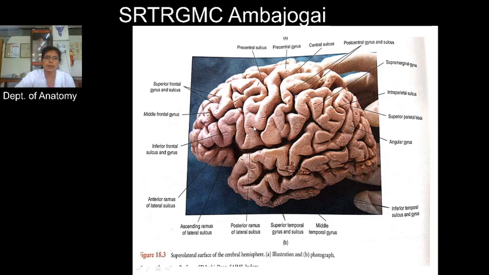So this is the photograph of the superolateral surface of the cerebral cortex, and here you can see the sulci and gyri. First, from the superomedial margin there is the central sulcus. In front of this central sulcus there is the precentral sulcus, and in between is the precentral gyrus. Then anterior to the precentral sulcus, there are two sulci, the superior and inferior frontal sulci, and three gyri, the superior frontal gyrus, middle frontal gyrus and the inferior frontal gyrus.